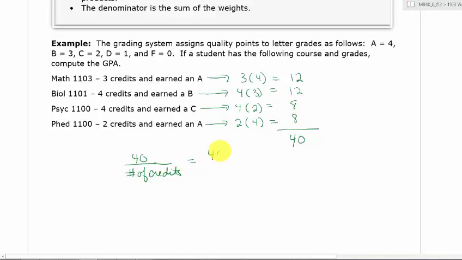And so that's going to be 40 divided by the total number of credits that we had, which is the sum of these numbers. And so we have 8, 10, 13 credits there. And so we want 40 divided by 13. And so this student's GPA is 3.07. And now we say that we want to round to just 1 decimal place, but normally GPAs are given as 2 decimal places, so we're going to leave it with 2 decimal places because that's how GPAs are normally calculated.